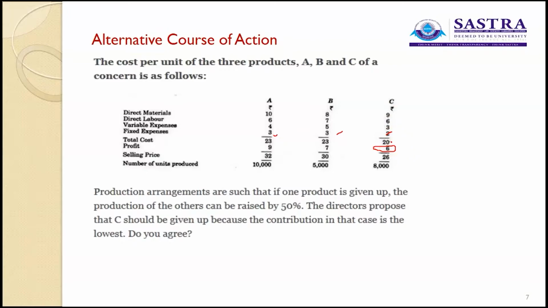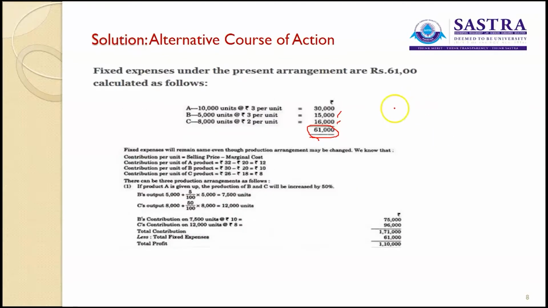You have a selling price of 32, 30 and 26. So we are now calculating here. 32, 30, 26 minus your marginal cost as we have calculated: 20, 20 and 18. So we have here contribution per unit as 12, 10 and 8 for product A, B and C. Now we are going to say which one is to be dropped first.